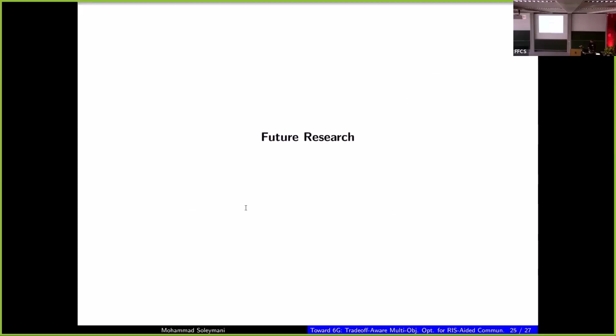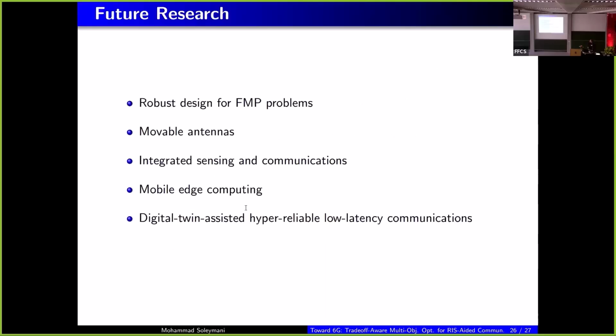As future research, what we have proposed is general, but the examples that we had were for the case of perfect CSI, as also raised in the previous presentation. So it would maybe not be that realistic for the RIS-aided scenarios. So robust designs would be an important research line. Other recent topics like movable antennas.